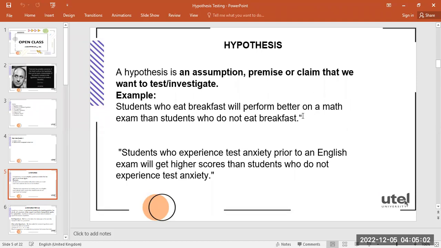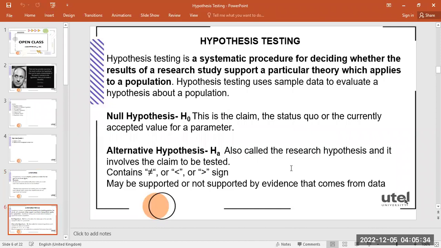And then as a social scientist or as a scientist, we want to go and sample some of the students in a particular class or college in order to find out whether the statement is true or not true. Another example of a hypothesis is to say students who experience test anxiety prior to an English exam will get higher scores than students who do not experience test anxiety. Now, that is that about hypothesis.